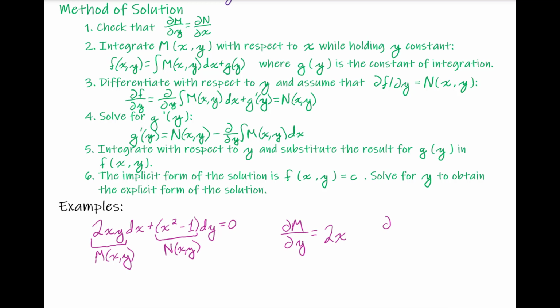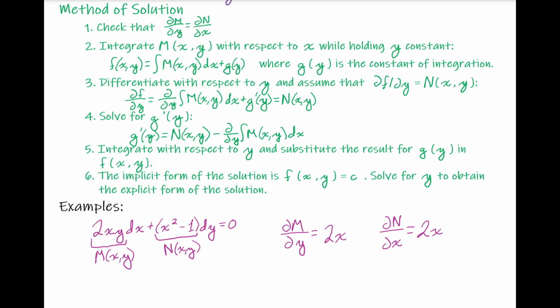Similarly, I can take the partial derivative of N with respect to x, and I'm going to treat x like a variable now, and any y's that appear as constants. Now in N of x,y, that expression is x squared minus 1. There are no y's, so I don't even need to worry about it. I'm just going to differentiate this with respect to x, and I'll get 2x. Since the partial derivative of M with respect to y and the partial derivative of N with respect to x are both 2x, then I know that this is an exact equation, and I can move on with my method of solution.